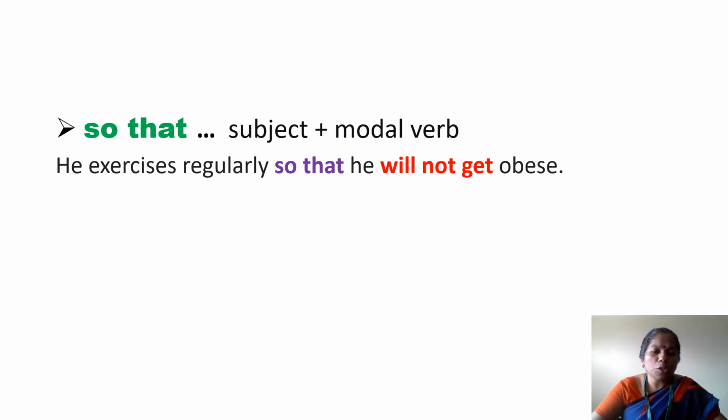Here comes so that. So that should be grammatically followed by a subject along with a modal verb. Look at the sample. He exercises regularly. Why does he exercise regularly? So that he will not get obese. So that is the purpose expression. He is the subject. This is followed by a modal verb.